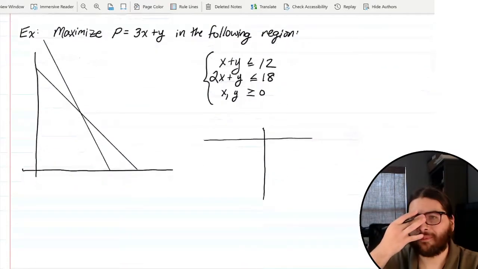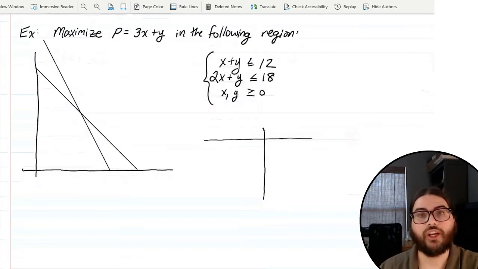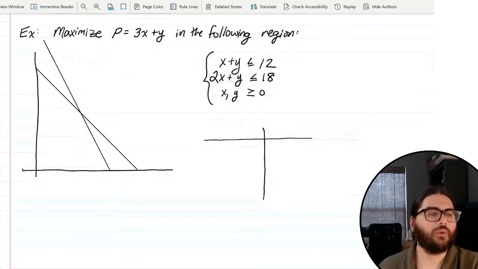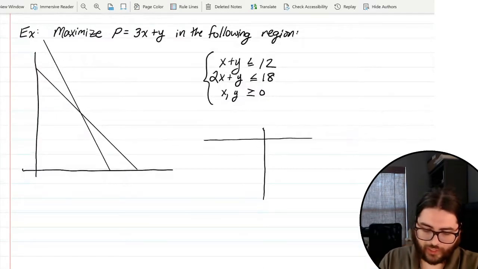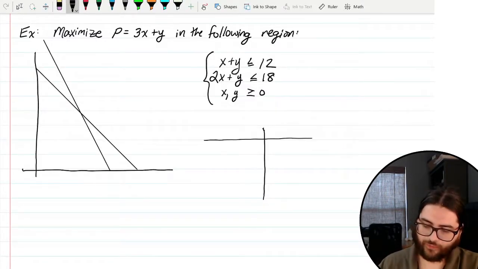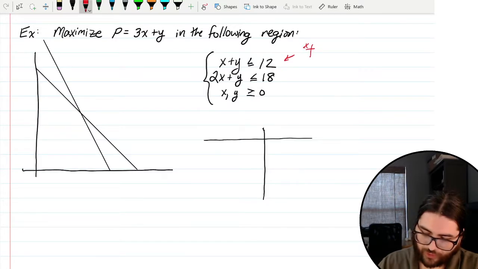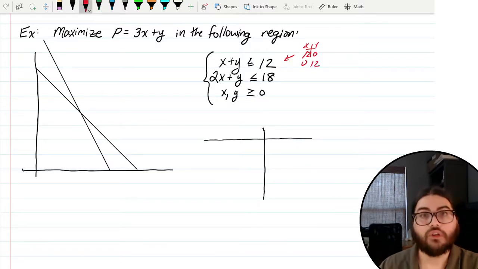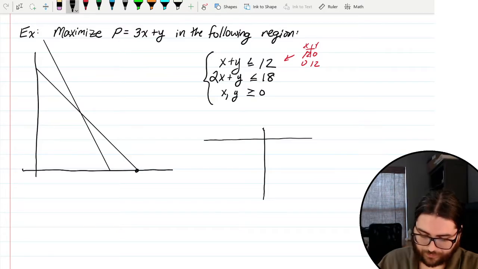I just made this one up. Maximize p equals 3x plus y, that will be my objective function, in the following region. Give a couple of inequalities here. I've already drawn the lines to be somewhat accurate, but let's see. If we didn't have these lines, the way I would draw them is I would find the x and y intercepts for each one of these lines. It looks like 12, 0, and 0, 12 would be the intercepts for this line. That's this one.